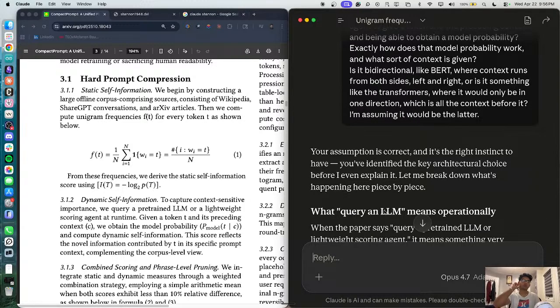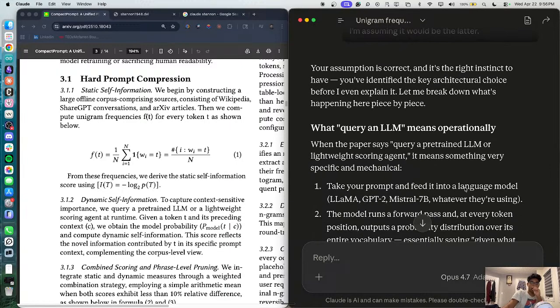Okay, your assumption is correct, and it's the right instinct to have. You've identified the key architectural choice before I even explain it. Let me break it down. Let me break down what's happening here piece by piece. What query an LLM means operationally. When the paper says query a pre-trained LLM or a lightweight scoring agent, it means something very specific and mechanical.